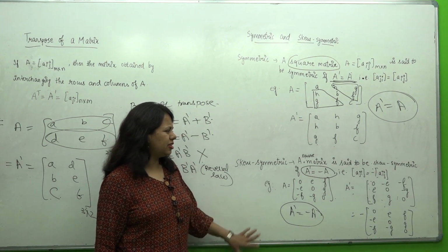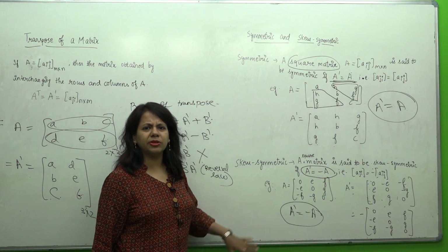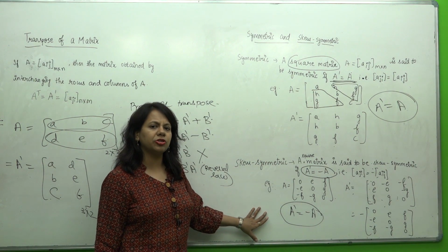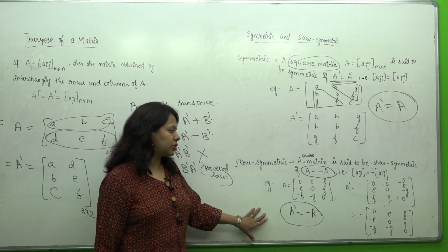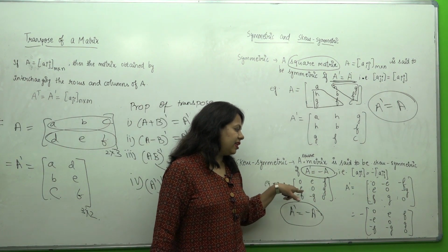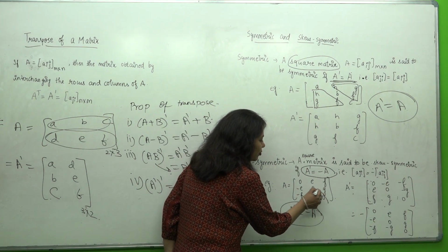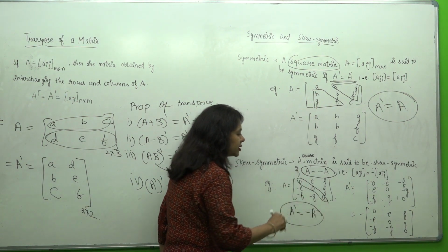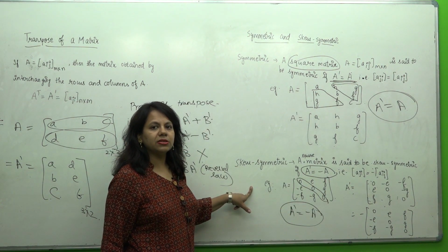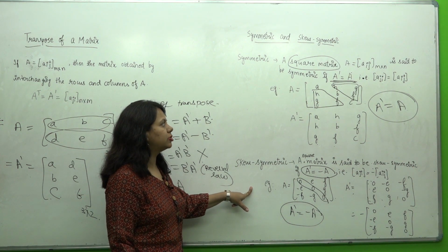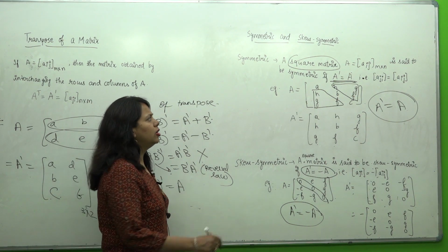Have you observed anything unique about this skew symmetric matrix? What is something different that you see in this skew symmetric matrix? Yes, you're absolutely right. The diagonal elements are 0. So please do remember, in case of a skew symmetric matrix, the diagonal elements are always 0.